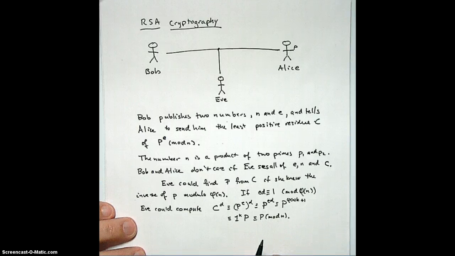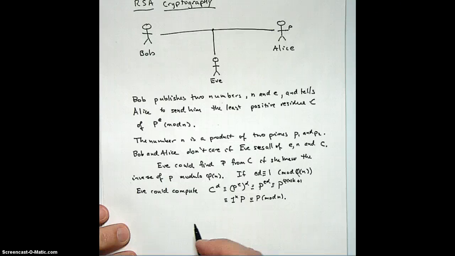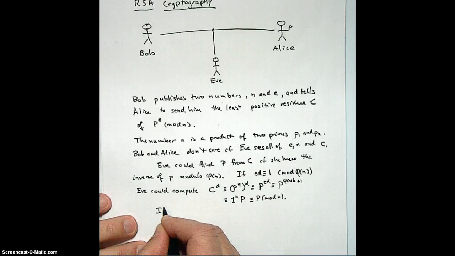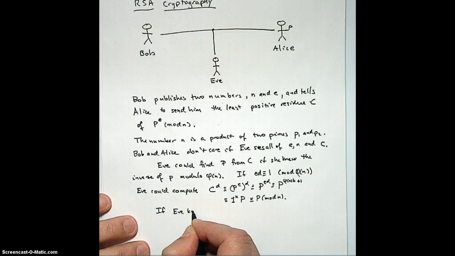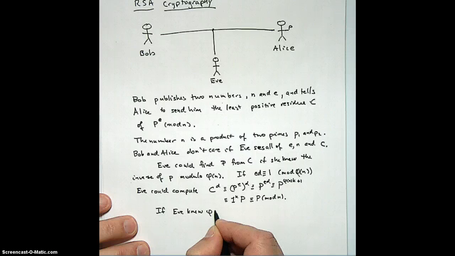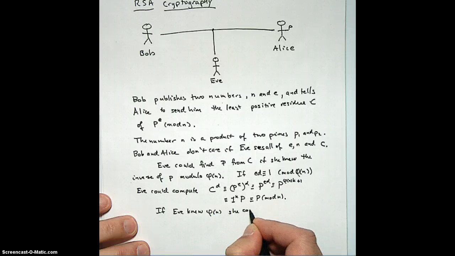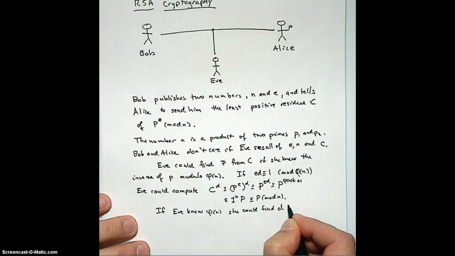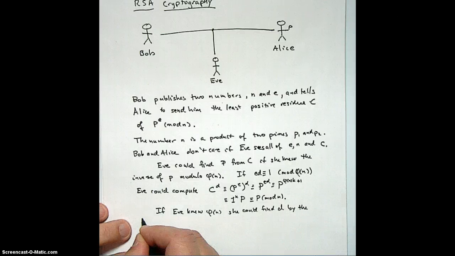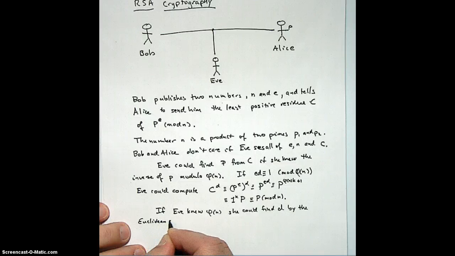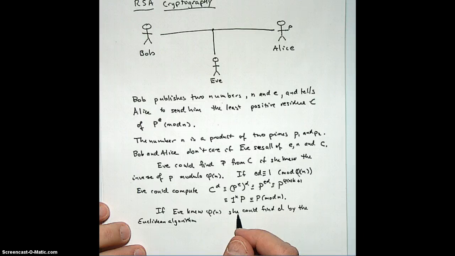So if Eve knows little d, then she can figure out what P is. And that's what Bob and Alice don't want her to be able to do. Now, of course, if Eve knew phi of n, she could find D by the Euclidean algorithm, or by raising e to the phi of n minus 1, I guess.